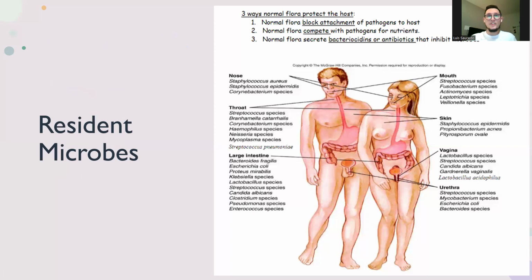Another thing to remember with first line is your resident microbes. I threw this image from here. It's in your handout, but you definitely want to know why the resident microbes help protect you. Basically, they're competing for resources. And if we're giving our resources to our resident microbes, there's less for invading microbes to eat and consume.